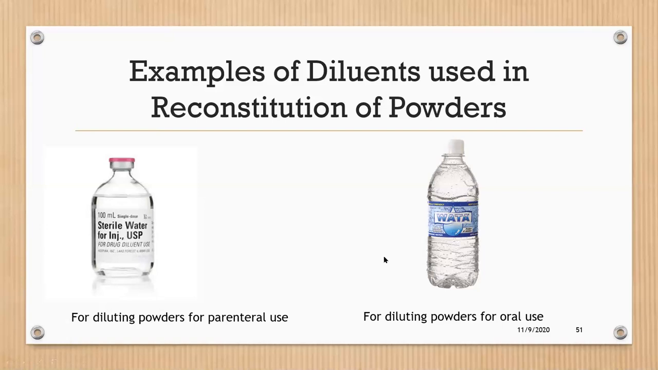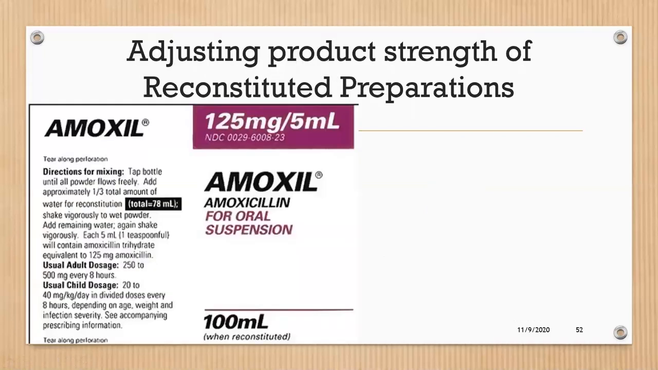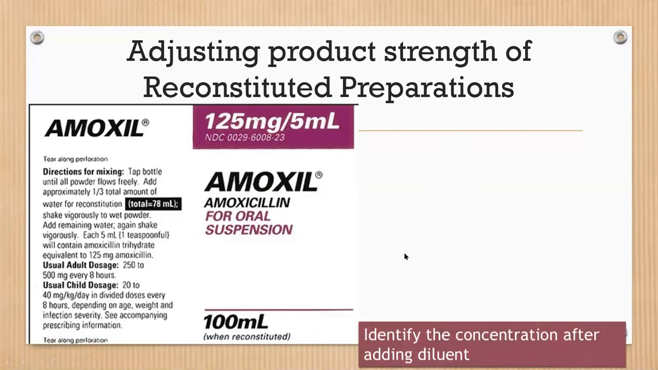So this is a typical label of a reconstituted preparation. This is Amoxil, another popular antibiotic. Amoxil is a brand name. It is the trade name from GlaxoSmithKline Beecham. And the active ingredient is amoxicillin. And if you look at the label, you see that it is amoxicillin for oral suspension.